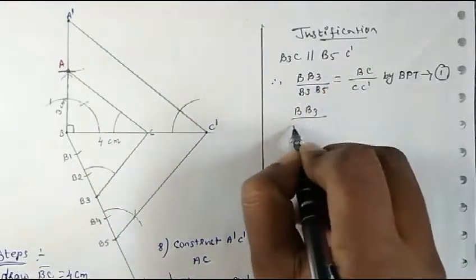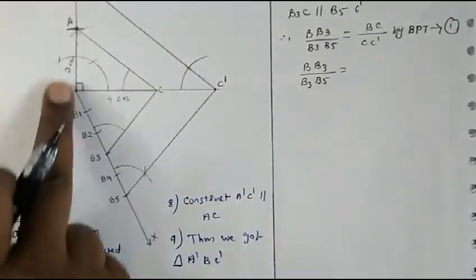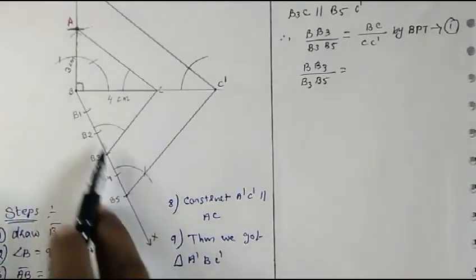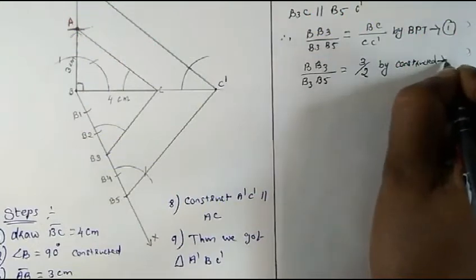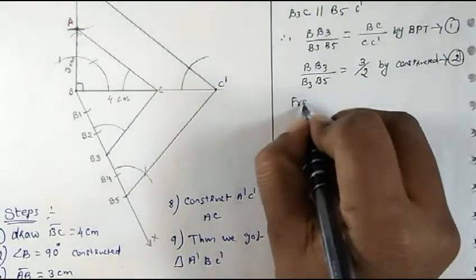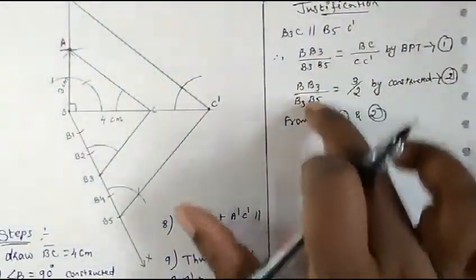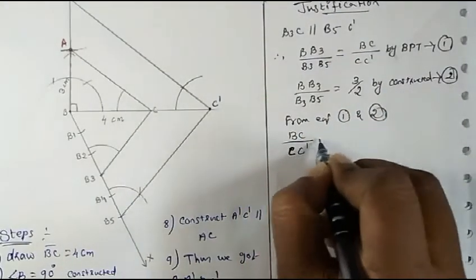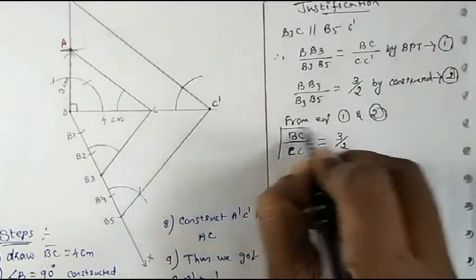Next, this is B3, upon this side, right? That is how many parts? 1, 2, 3. 3 parts are there here and 2 parts are here. So 3 upon 2 by construction, because we only constructed that, becomes equation 2. Now from equation 1 and 2, both are the same, so these two also will be equal. So BC upon CC dash will be equal to 3 upon 2.